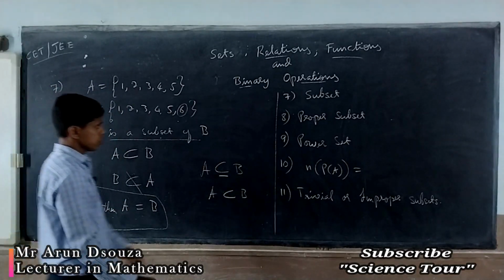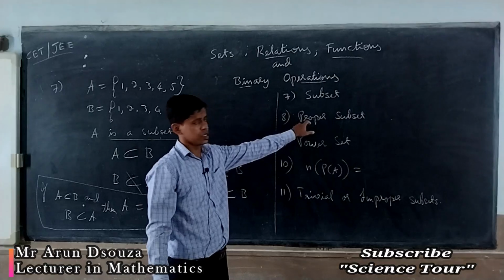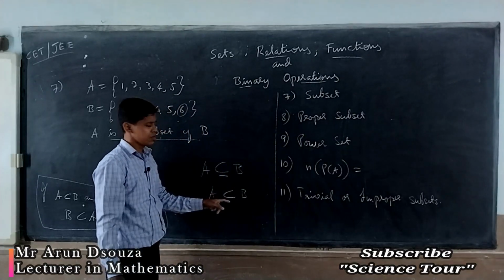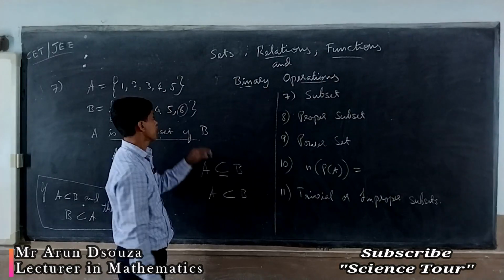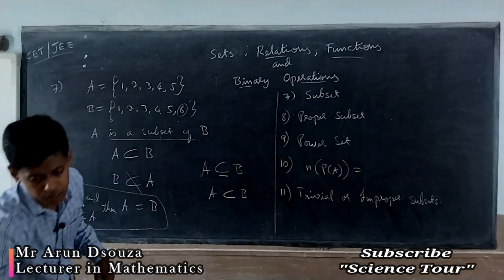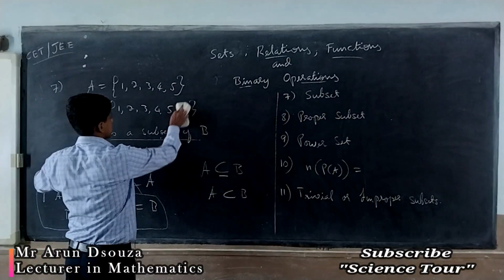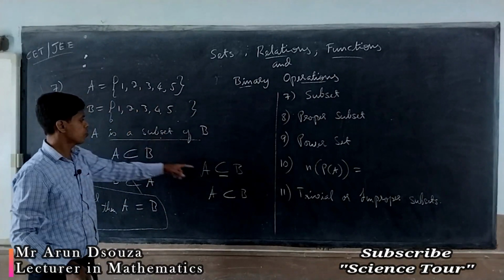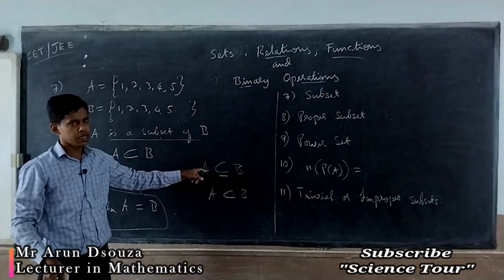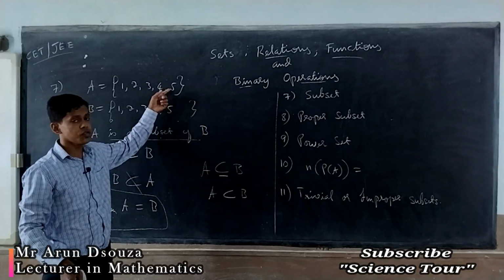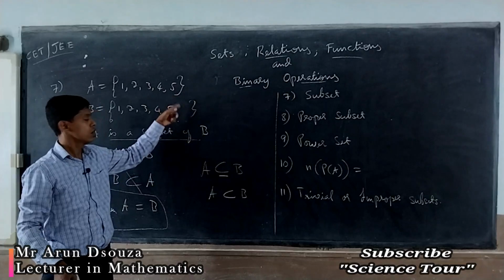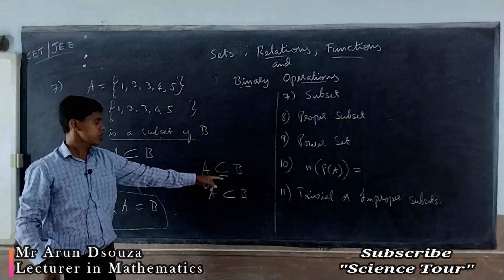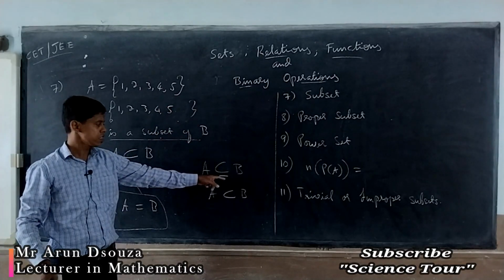Now, coming to proper subset. Okay, so this symbol is proper subset. This symbol is equal. Okay, so imagine you don't have 6. Now, do you say A is a subset of B? Yes, A is a subset of B because all the elements of A are present in B. Therefore, A is a subset of B, and it is also equal. Therefore, some authors, in some textbooks, you find this symbol.